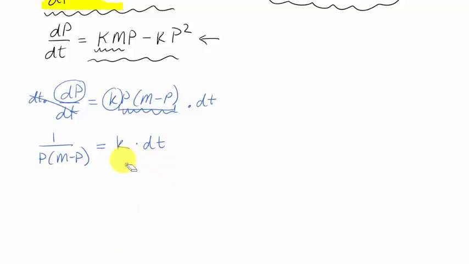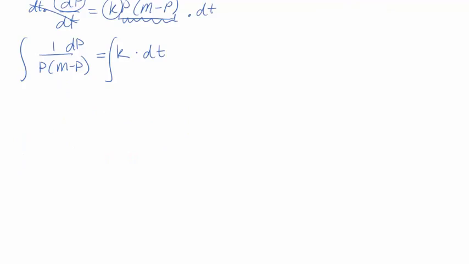It's a constant, so we can leave it with the dt side. And we are now going to integrate each side. Oh, and I have to make sure I have the dp on this side. That's important. When we integrate the right-hand side, that's not too bad. That's going to be kt plus c. But to integrate this side, we need to use a partial fraction decomposition. So let's go ahead and do that over here.